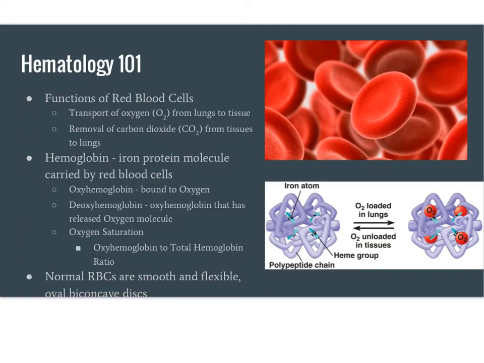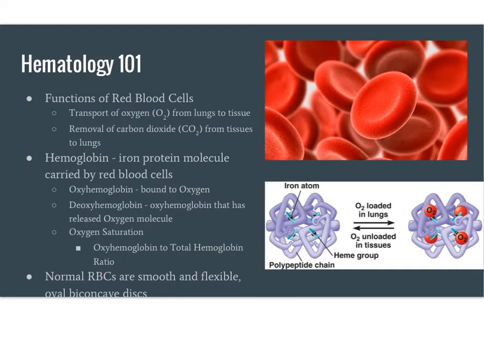Red blood cells are the cells in the blood whose main function is to carry oxygen from the lungs to the tissue and remove carbon dioxide from the tissue and transport it back to the lungs. Each red blood cell carries a hemoglobin protein. The hemoglobin protein is an iron protein molecule that binds oxygen for transport.